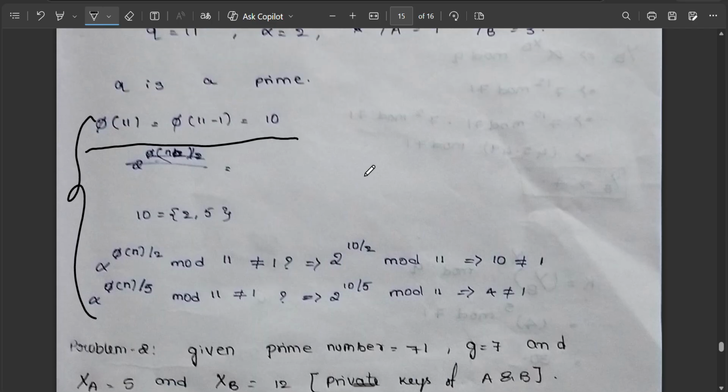The same procedure which I have said earlier is what we are going to follow over here. Since the values are not equal to 1, we can see that 2 is a primitive root of 11. And that's it for this problem.